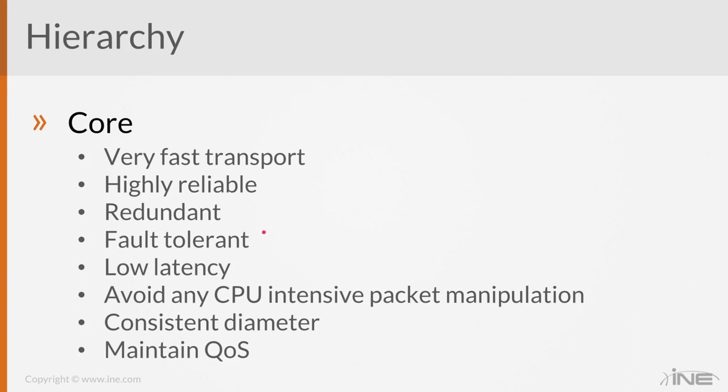It has to be fault tolerant. We'll see later, there are some technologies we can use to make it fault tolerant. Low latency. This is another key point. You don't want this hop to add latency because everything will go through your core, and sometimes it goes through twice. So if you're reaching a service that's far away from the access block, you have to go through the core to reach it, and it'll have to go through the core to come back to you again. So if you have a high latency core, this adds up.